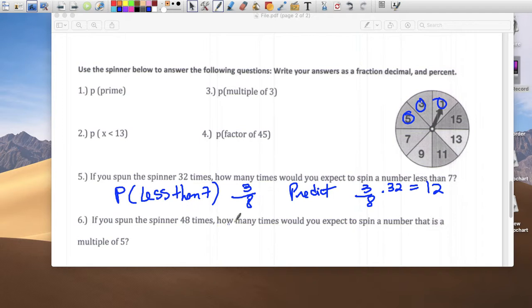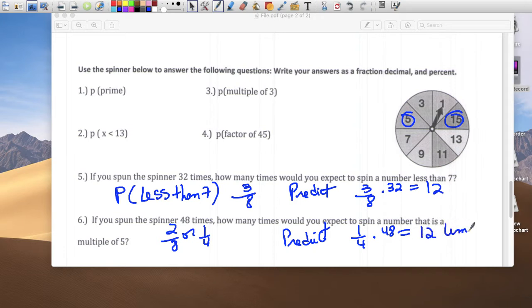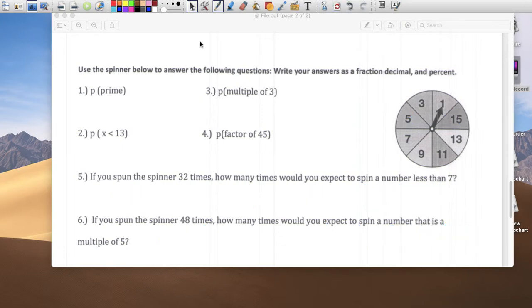If I spun a spinner 48 times, how many times would you expect to spin a number that is a multiple of 5? Well, let's see how many multiples of 5 I have. A multiple of 5 would be 5, 10, 15, good. So there's only 2 multiples of 5, so it would be 2 out of 8, or if I simplify, 1/4. So you pick whichever one you want to use. So for the prediction, you can use 1/4 times 48. And that's also going to be 12 times. And I think that's it.